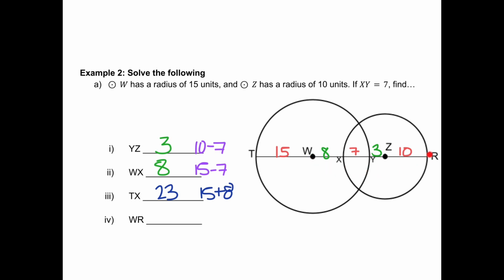So W to R, I know each of these individual pieces, 8 plus 7 plus 3 plus 10. We could write all of that out, but if we also recognize that from X to R, it's 20 because the radius is 10. So if I have just 10 and 10, that's going to be 20. So I'm just going to write, just to shorten my work up a little bit, 20 plus 8. So that's going to be 28. But please keep in mind, we could have just started at W and did 8 plus 7 plus 3 plus 10 to get from W to R.